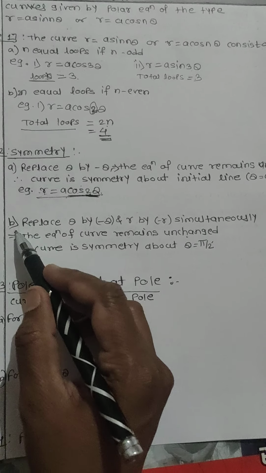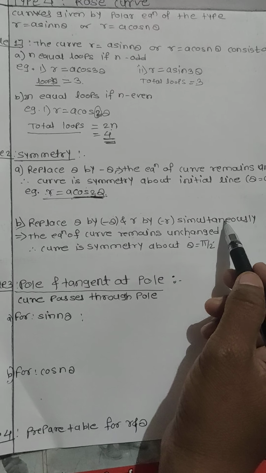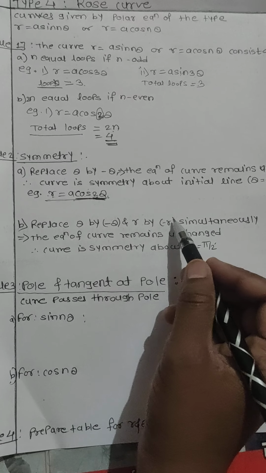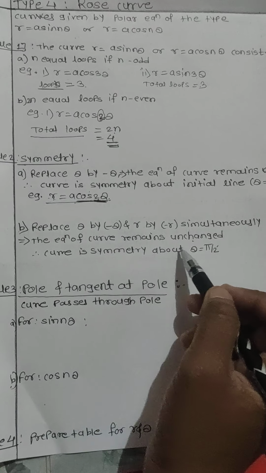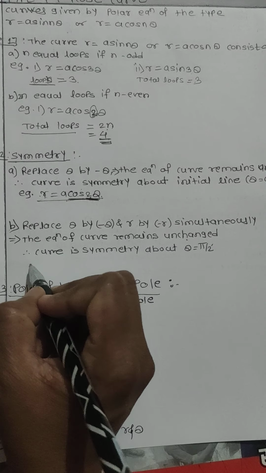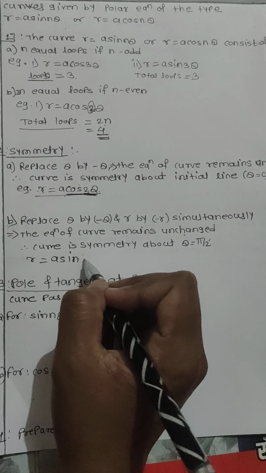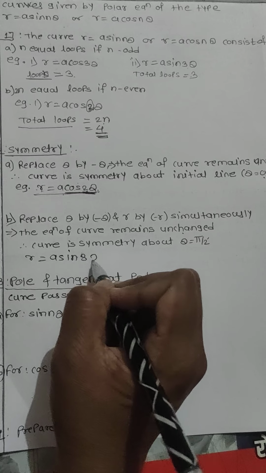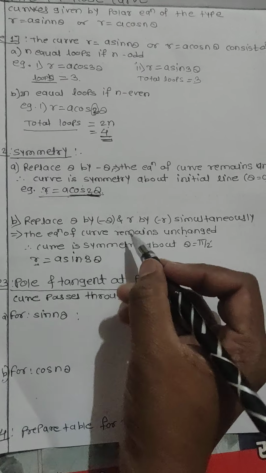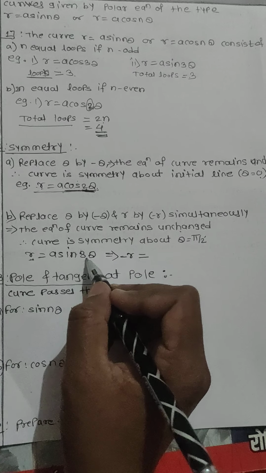See the second part. If you replace theta by minus theta and r by minus r simultaneously, and the equation of the curve again remains unchanged, so the equation is again as it is, then the curve is symmetric about theta equal to pi by 2. And this rule is valid only for the terms of sin theta. So r equal to, suppose, a sin n theta, or suppose we take the question sin 3 theta. That means we have to replace r by minus r. So we write minus r equal to, but how to write sine of minus theta?